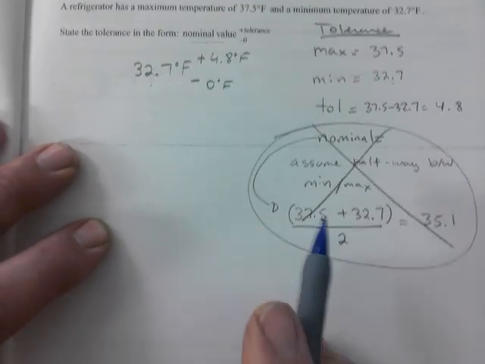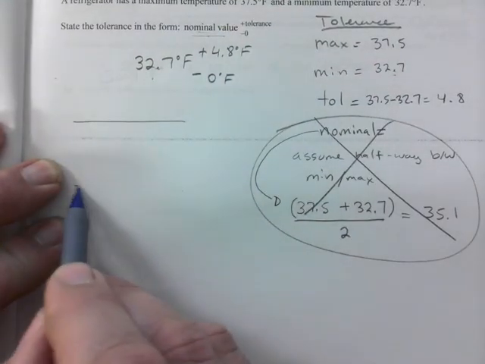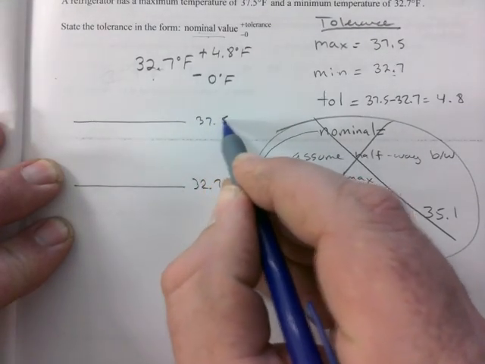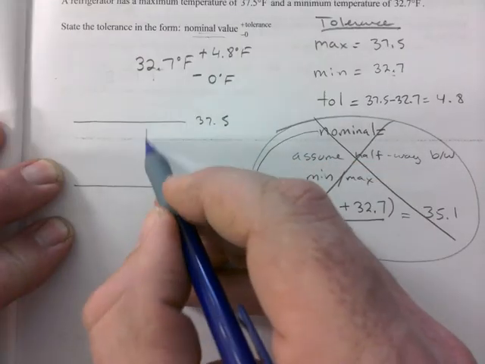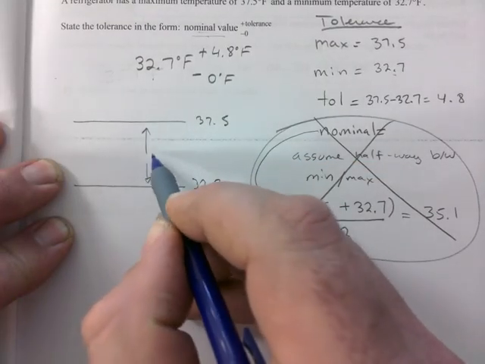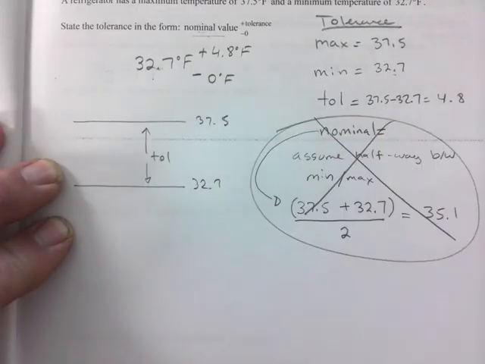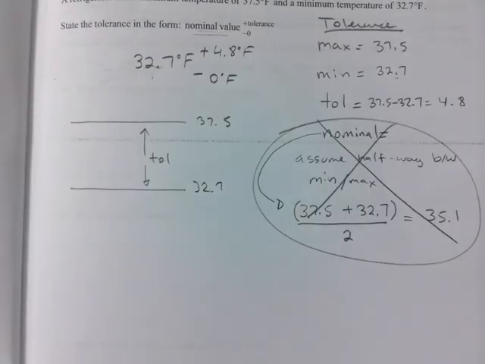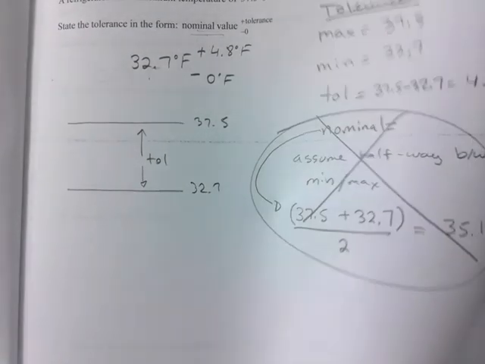Yeah. So again, I knew that I had to put my lowest, my minimum in the nominal slot because I don't go any lower than that, but I can go higher. Okay, one more thing here. Tolerance, think of it this way. 32.7, 37.5, that's the min and max. And the tolerance is always the distance between the highest and the lowest, like the wiggle room allowed. Okay? All right, let's keep going.